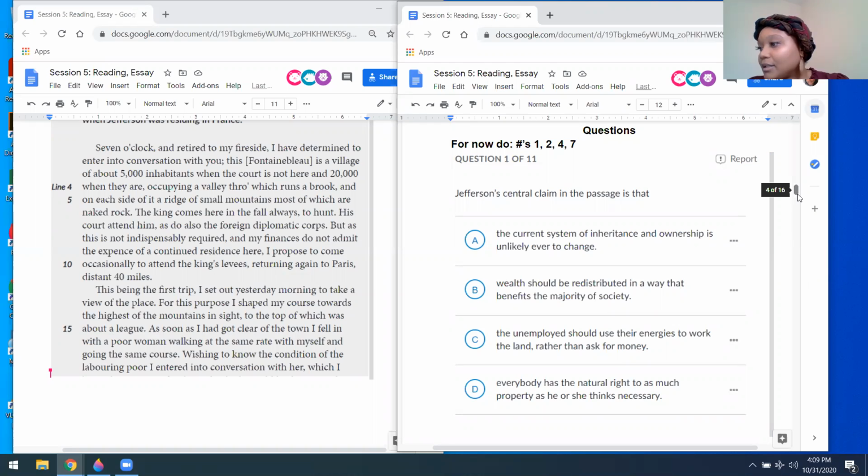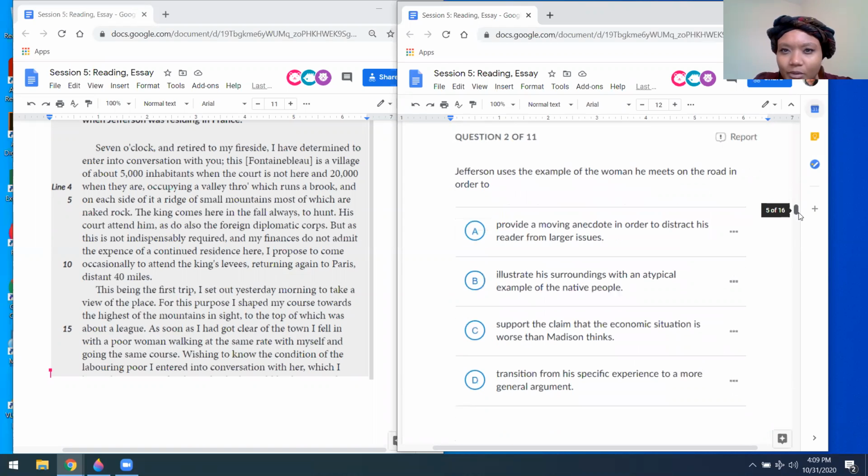The next one, we have number 2. Scroll down to it. And we're speaking about how Jefferson uses the example of the woman he meets on the road in order to. So for number 2, can you please answer that? If you don't understand it, it's okay, we can work it out.